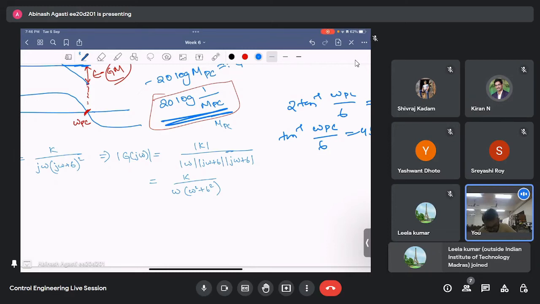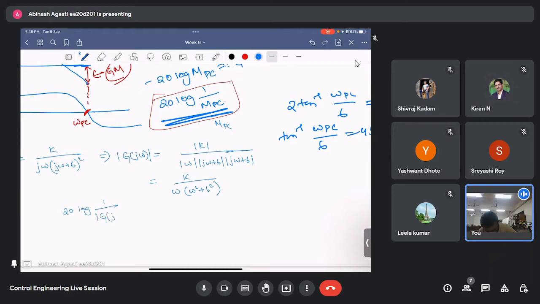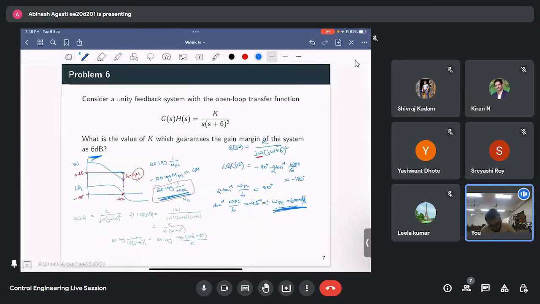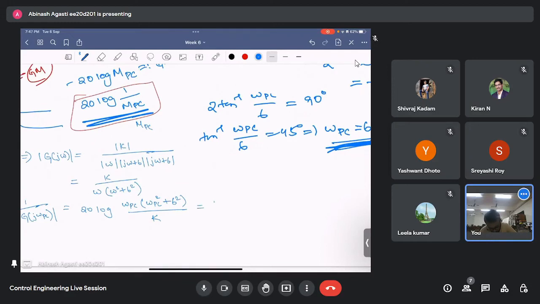From here I want to find 20 log 1 by this thing at the phase crossover frequency. So 20 log 1 by mod G(j omega pc). This is 20 log of omega pc into (omega pc square plus 6 square) by K. This value I want to be 6 dB, the gain margin. So now you can solve for K.